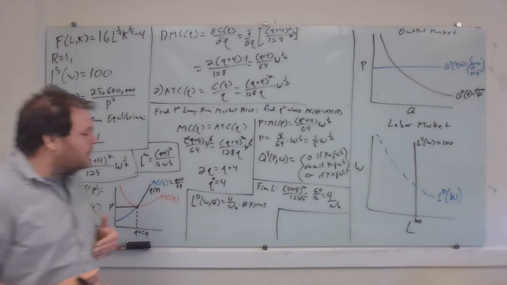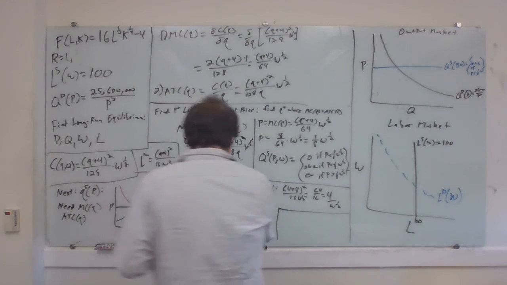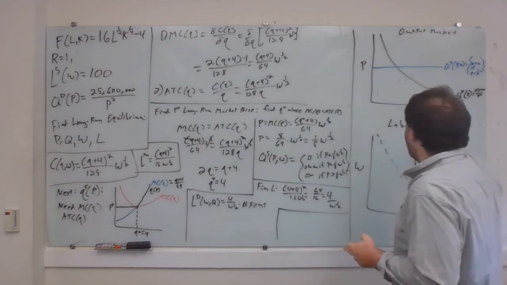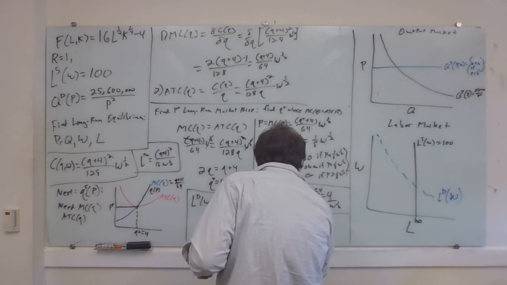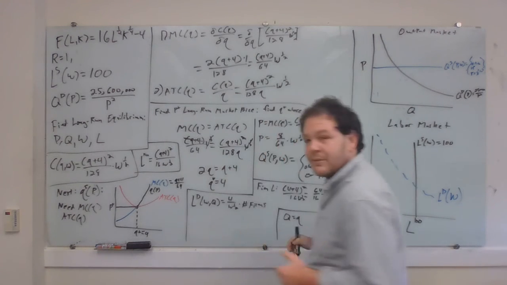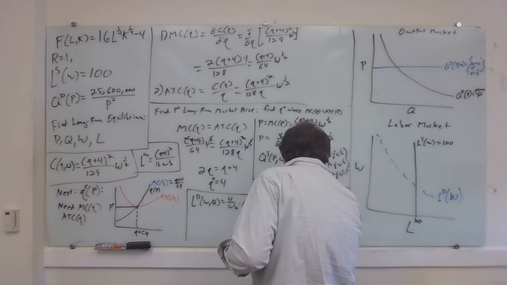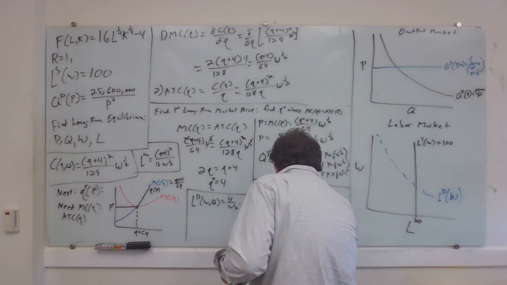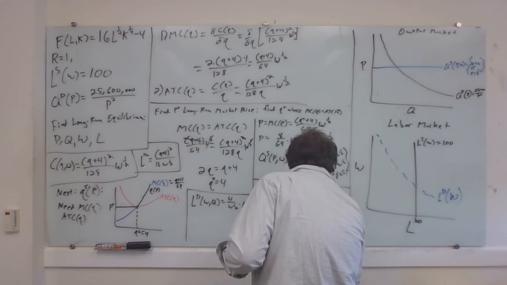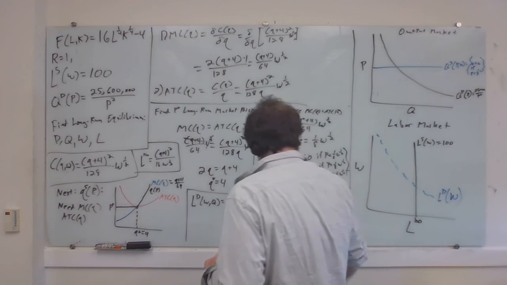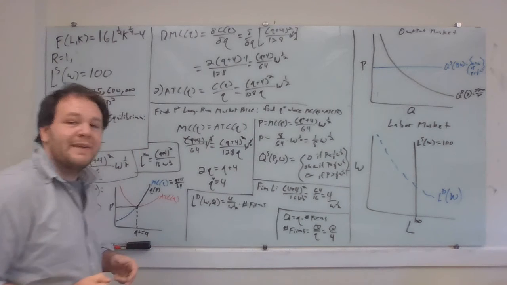Well, we know that we're going to produce a total output, which we'll call big Q. This is the total output supplied by the market. So Q is going to equal little q, the amount each firm is going to make, times the number of firms. So the number of firms is going to be big Q over little q, which in this case is big Q over 4, because we knew that each firm was going to make 4 units of output.